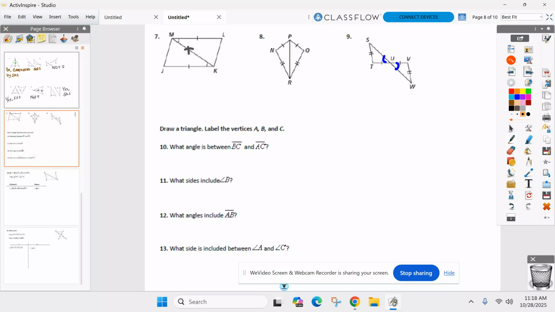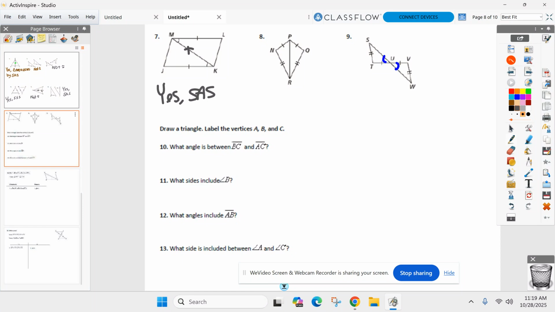Michael brings up, when can you use a shared side? If it's a full side in both triangles. Okay, it's got to be a full side shared in both. You want to give me a revised answer there, Michael? Are those angles in between? Yes. Yep. So you got it now. That's side-angle-side.